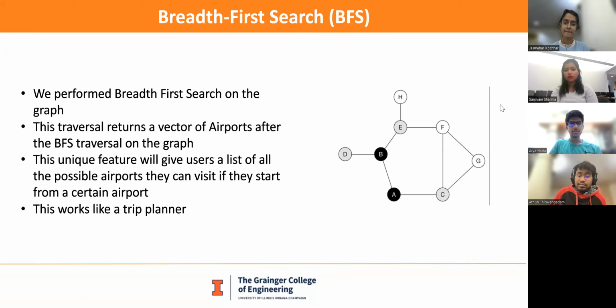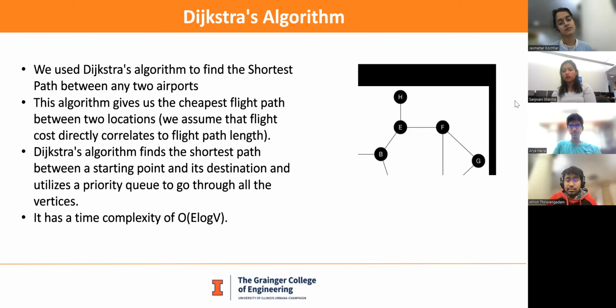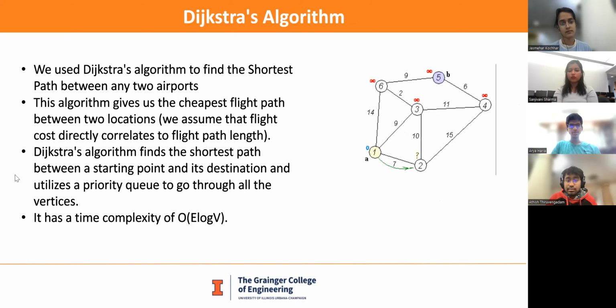For our traversal, we did a breadth-first traversal. The question we were trying to answer with this traversal is: starting from airport A, which airports could you go to? This would work like a trip planner. And this GIF shows you how a breadth-first traversal works.